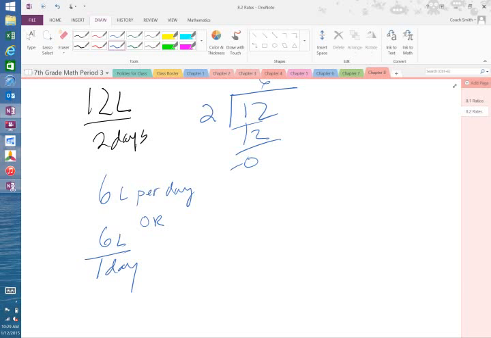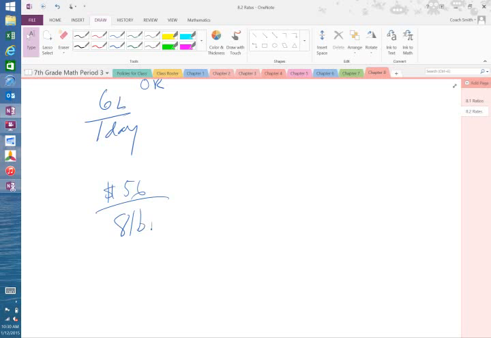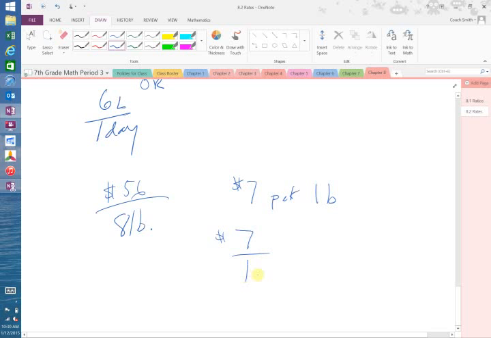So if we had this one, $56 over 8 pounds. Okay, so what would that one reduce down to? 7. 7 pounds. Well, it'd be $7 per pound. Okay, or as I stated, $7 over 1 pound.